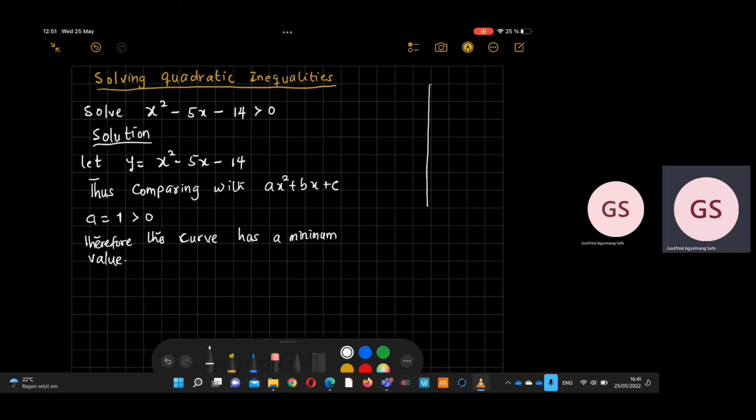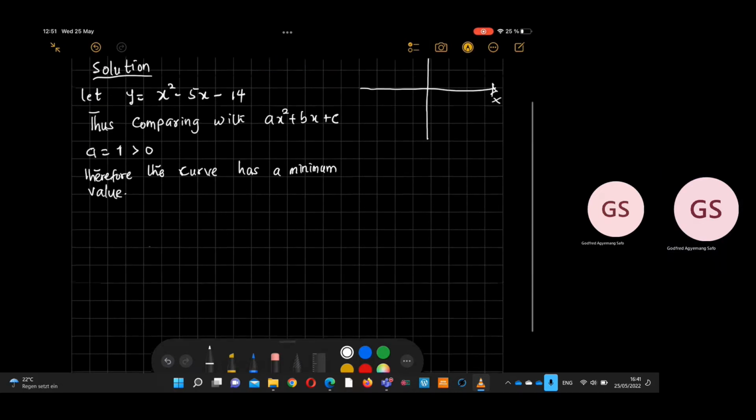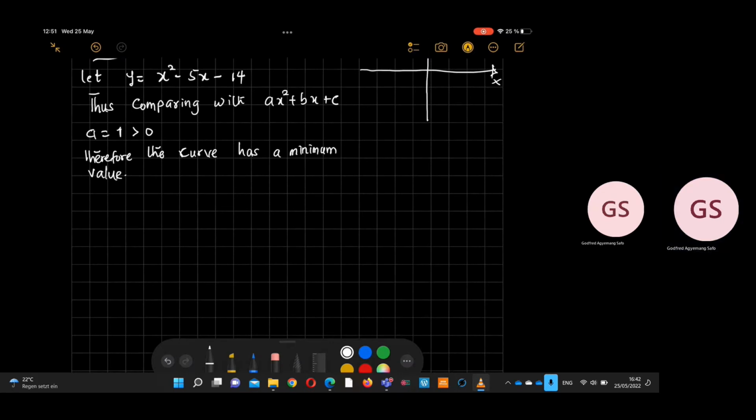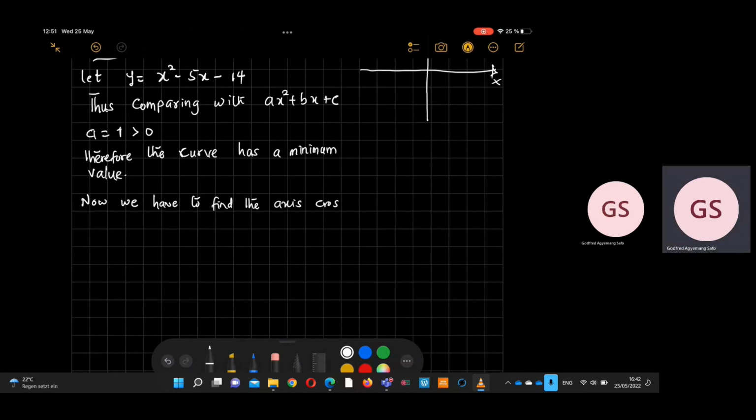So if we will draw the graph and see the shape of the curve. This is your y-axis, this is your x-axis. Okay. So now we have to find the axis crossing point.